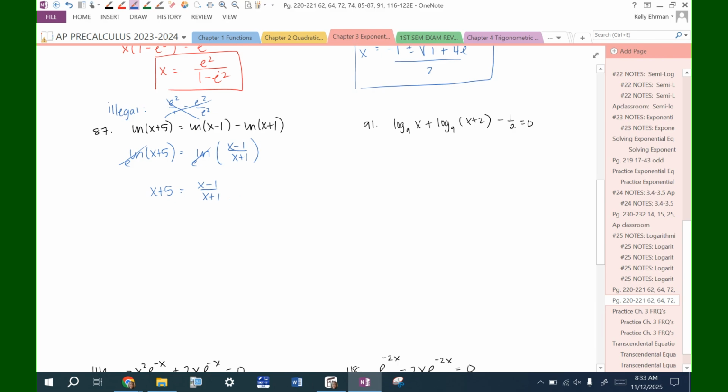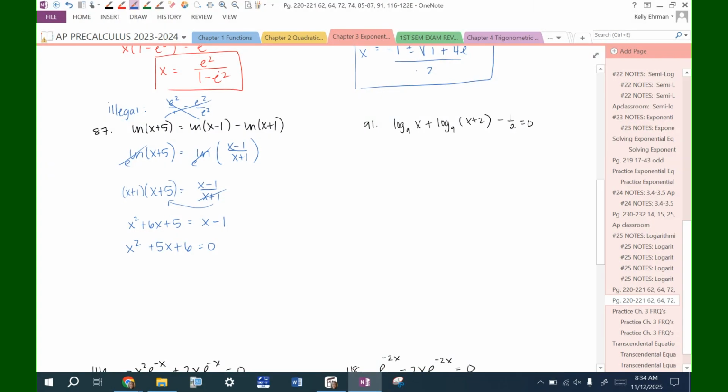This is another rational equation like we solved in chapter 2. And if I just have a single denominator, I can just multiply it to the other side. So x plus 1 times x plus 5 is equal to x minus 1. So x squared plus 6x plus 5 equals x minus 1. This is quadratic again, so get it equal to 0. X squared plus 5x plus 6 equals 0.